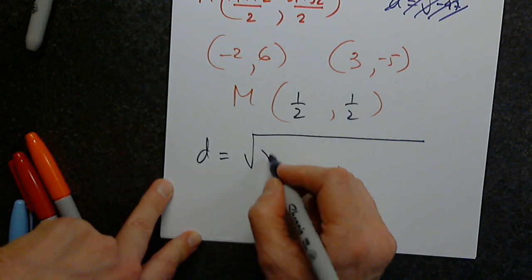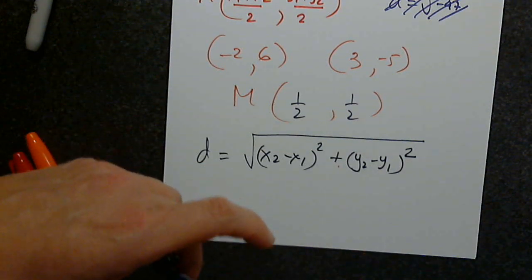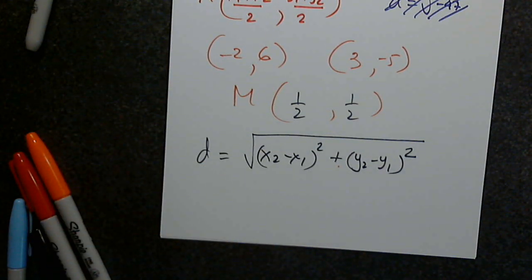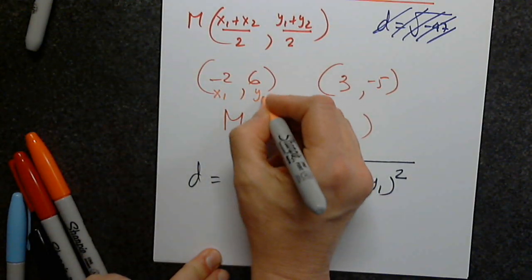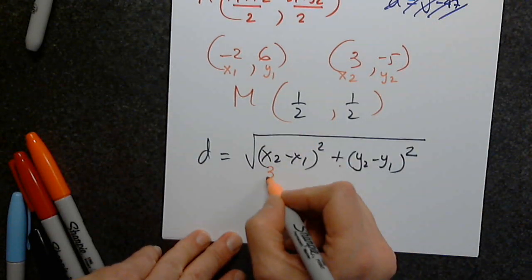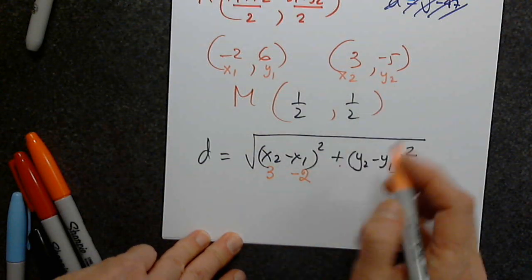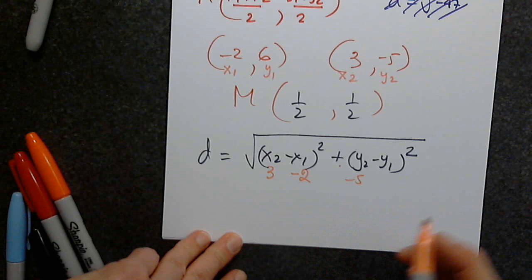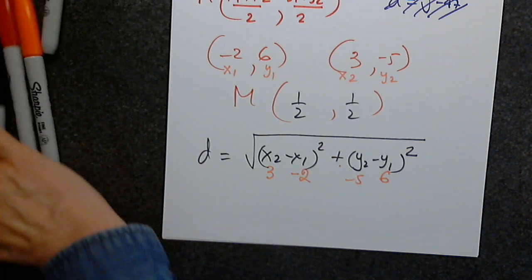I recommend writing the formula: x2 minus x1 everything squared plus y2 minus y1 everything squared. I recommend you do this, but it's up to you. Label the points as x1, y1, and x2, y2 as we did from the beginning. And write 3 under x2. Write -2 under x1. Write -5 under y2. And write 6 under y1. If you like this method, if not, you can write it again. It's up to you.